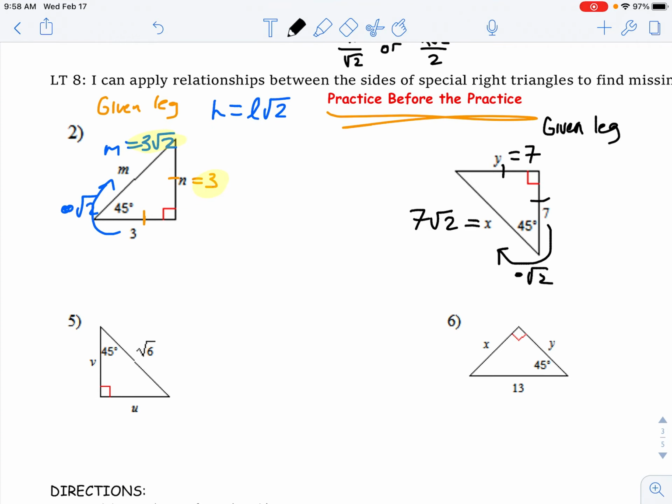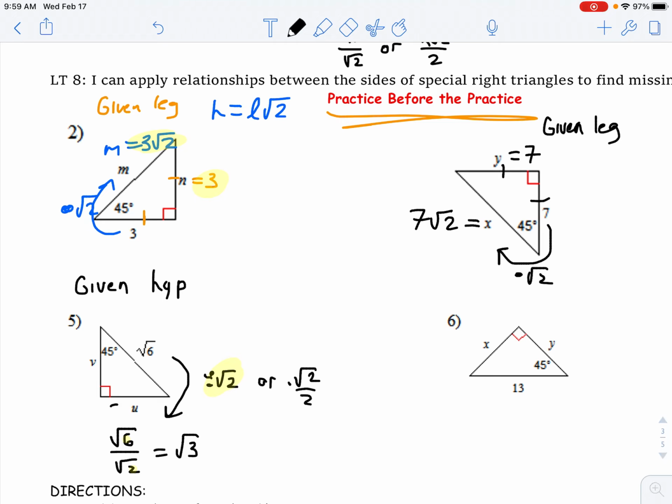Now in this case right here, I'm given the hypotenuse. I'm going to write hype for hypotenuse. There's two ways to think about it. You just have to identify what information you have and how you want to go about it. Do I want to divide by radical 2 or multiply by radical 2 over 2? Well, in this particular case, since I already have a radical, let's just divide by radical 2. See how it simplifies. So I'm going to do radical 6 divided by radical 2. When you have a radical over a radical, you can just divide the numbers. You get radical 3. So in this case right here, v is radical 3.